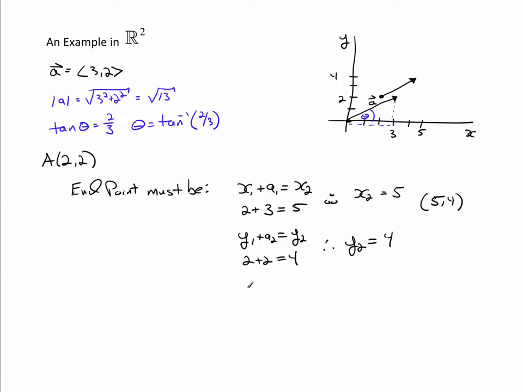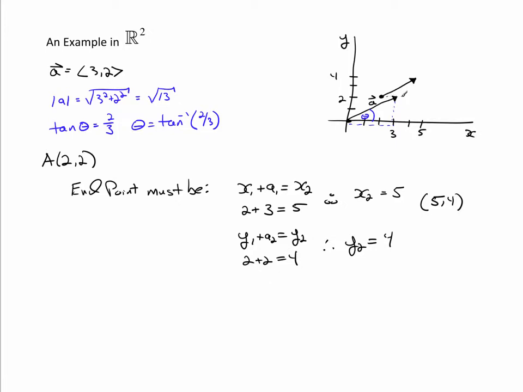So that would be my new vector. Now what I want to do is convince myself of a couple things. Number one, for these vectors to be equivalent, the magnitude must be the same and the angles, or the directions, must be the same.